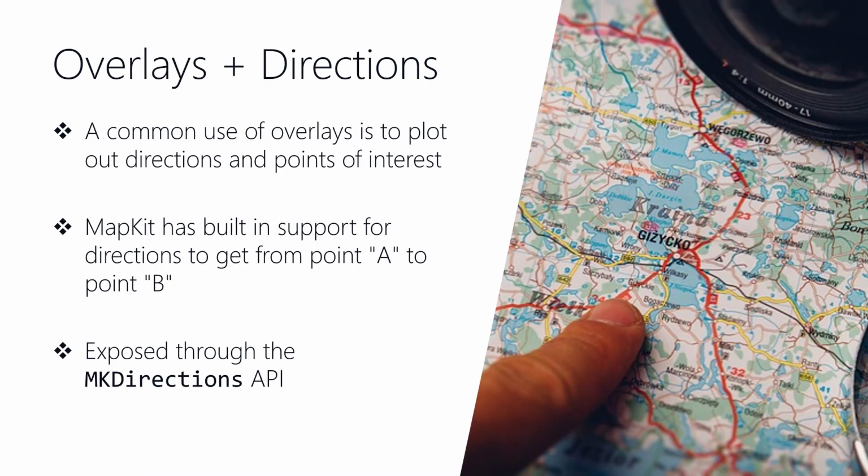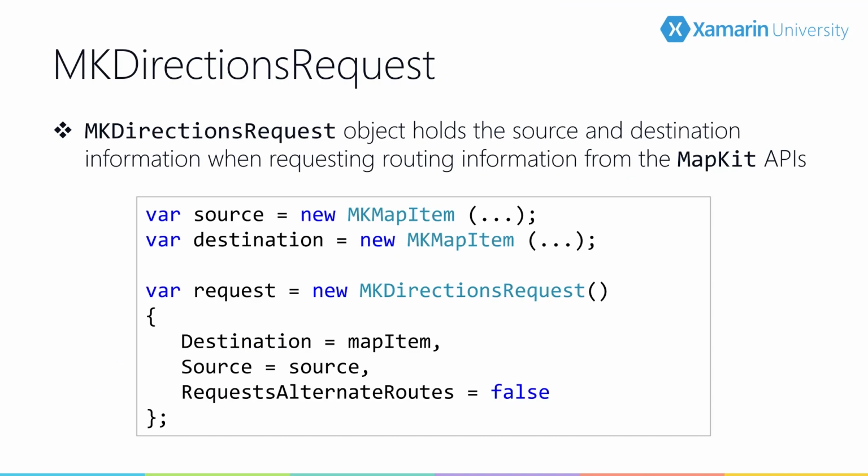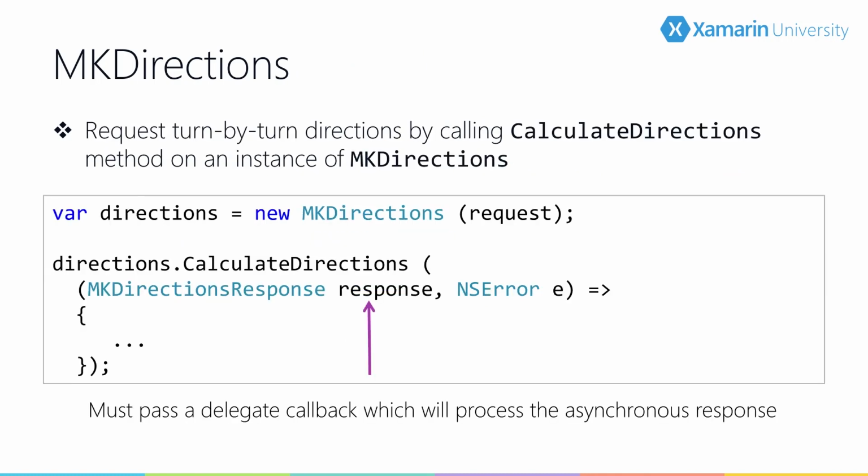As mentioned earlier, an MKPolyline is an excellent way to represent directions or a route between two locations on a map. We can retrieve turn-by-turn instructions to display on a map using the MKDirections API. The first step in calculating directions is to create an MKDirectionsRequest object. This object has three properties. The source is an MKMapItem that represents the starting location. Destination is another MKMapItem representing the final destination. RequestsAlternateRoutes controls whether the APIs will return additional alternate routes in the response.